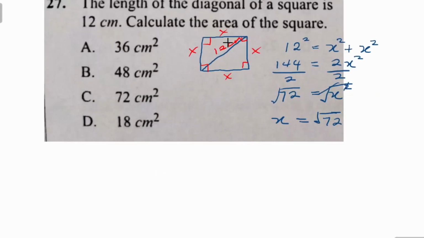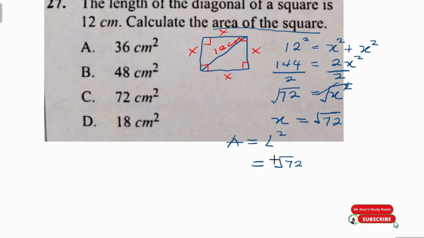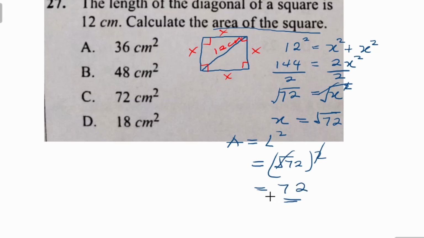We are now going to work out the area of the square. The formula for the area of a square is L squared, where L is the length of the side, and in this case that is our x, the value for our x. So our area is simply going to be the square root of 72 squared, and we know that the square will cancel the square root, and our answer is going to be 72. So the correct answer to this question is option C, which is 72 square centimeters.